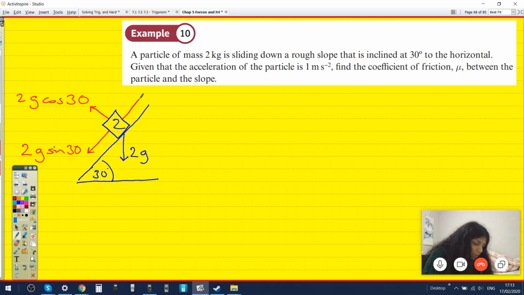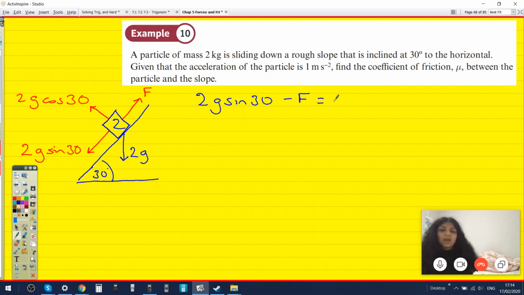So you have to do sum of F equals MA. Do you have to do that to find the friction force? Yeah, because then you can find the friction force. Since you know that 2G sine 30 minus F is equal to MA. M is 2, and A is 1, oh sorry, they do tell you that. So we can just get F. 2G sine 30 minus 2 is equal to F. F is 7.8 newtons.